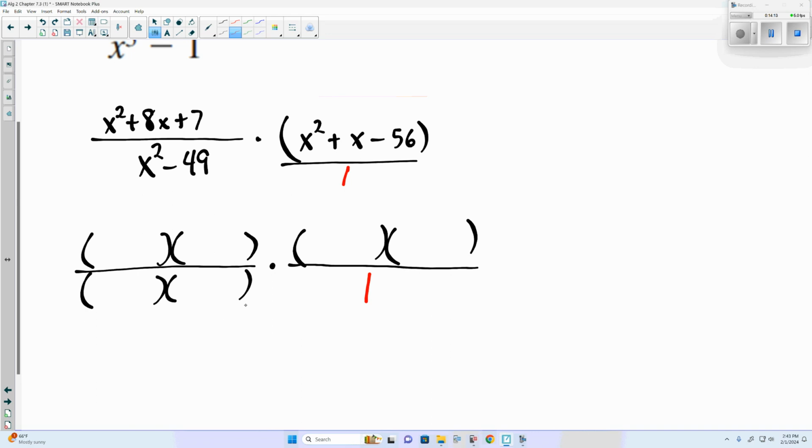X squared minus 49 is the difference of perfect squares, yes? So our signs will be opposite, plus and minus. We will have x and x. And 49 is 7 and 7. Which one do we want to do next?